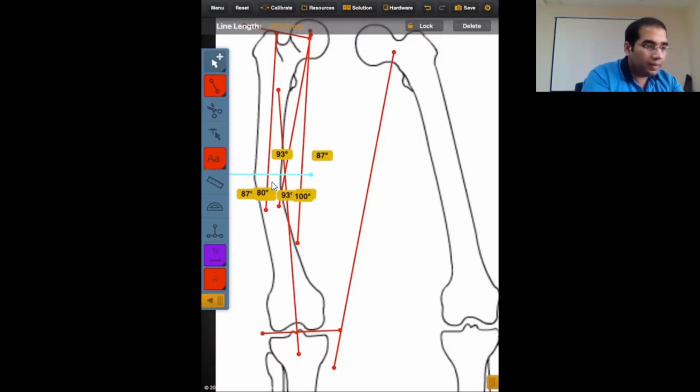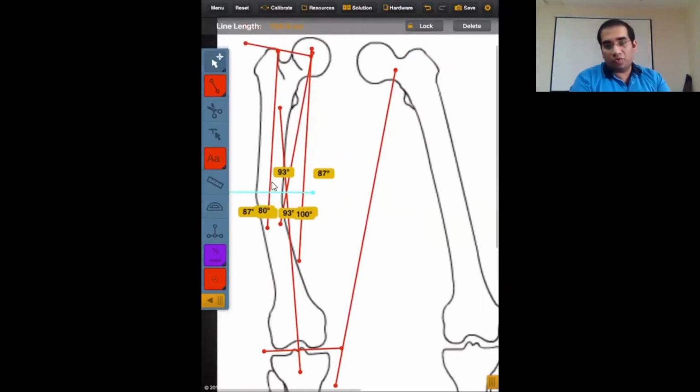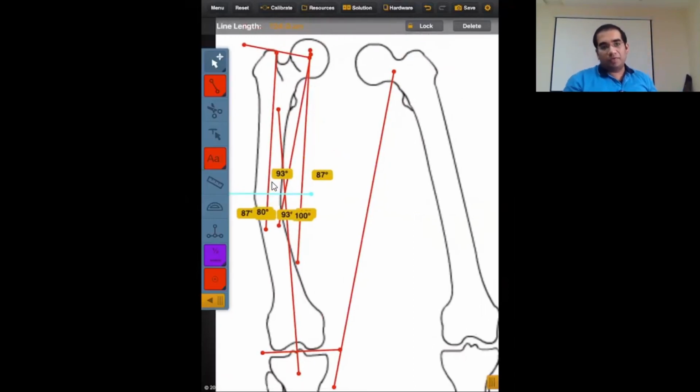So are there any questions so far? This was the part where there was no pathology in the proximal femur. Are there any questions till now? You can ask, and then I will move to the next portion, a bit complicated portion.